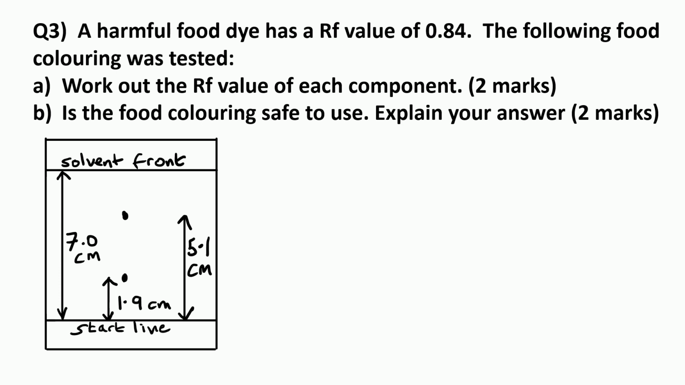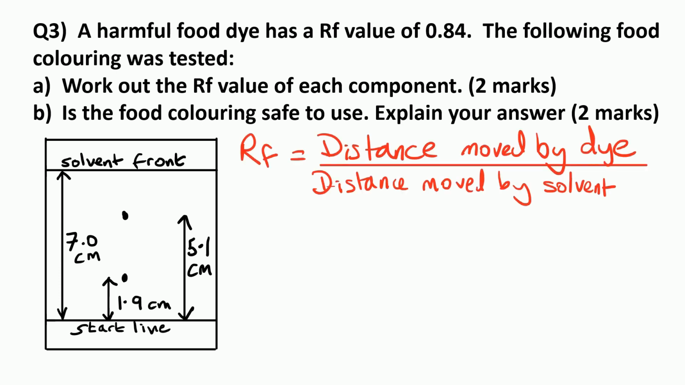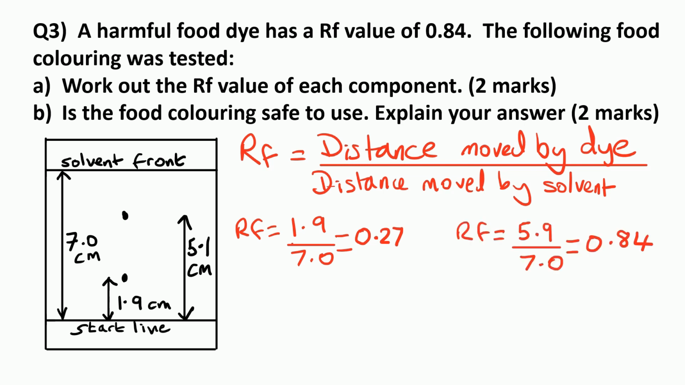So when we're working out the RF values, we need to remember the formula that it's the distance moved by the dye or the component divided by the distance moved by the solvent. So if we do it for the lowest component first of all, it doesn't matter what order you start in, the dye has moved 1.9 centimeters divided by how far the solvent's moved, which is 7 centimeters, and that comes to 0.27. If we do the same for the higher component, we get an RF value of 0.84.